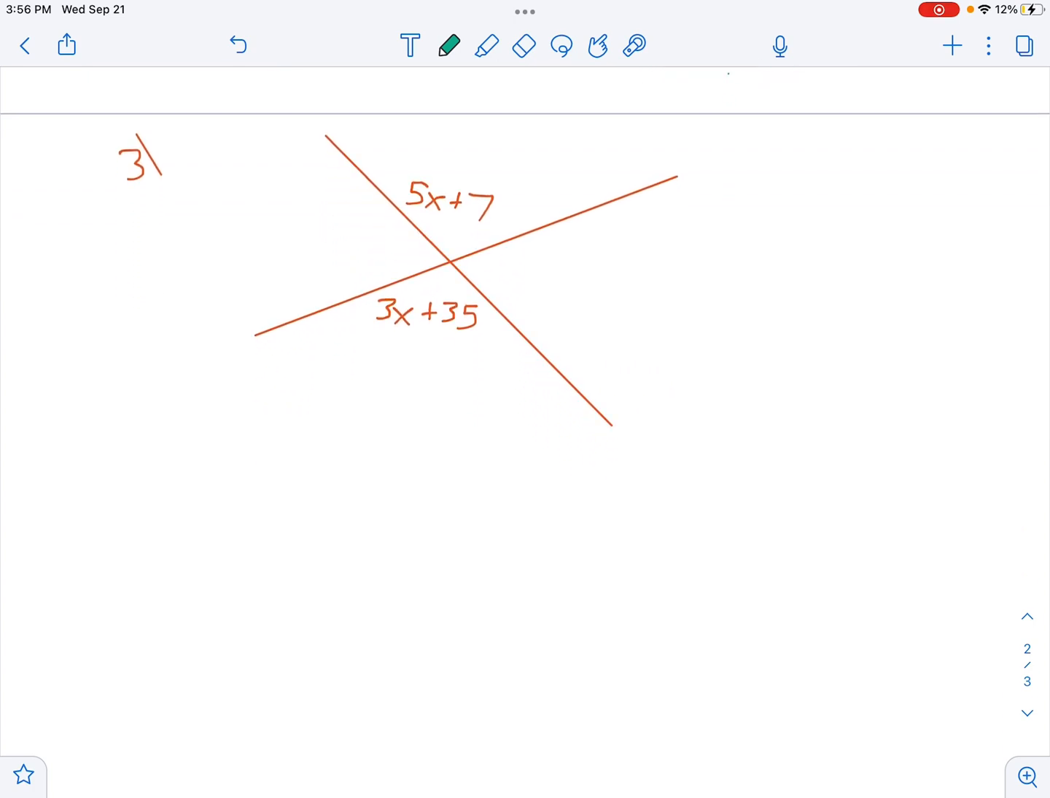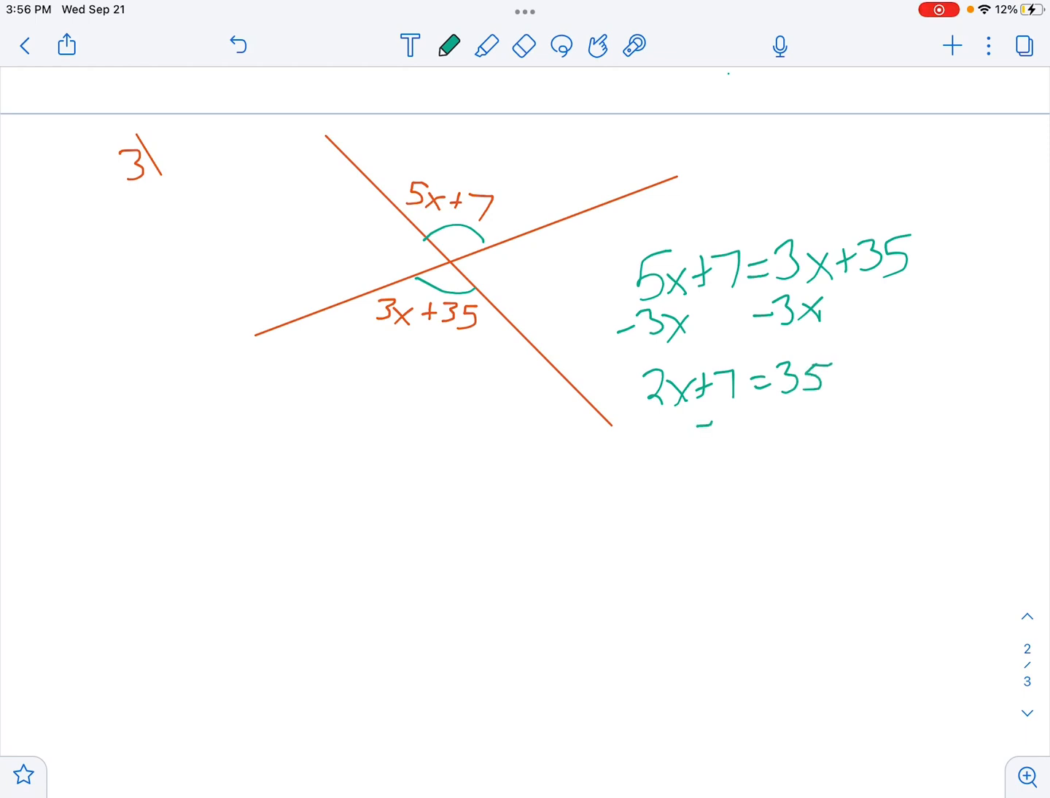So this one, are they a linear pair or are they vertical? Well, I can't draw my half circle, and I see that X, which means they're across the street from each other. If they're across from each other, they're vertical, which means they are congruent or equal. So I'm going to set these equal to each other and then solve. Get your x's on one side, numbers on the other. So I have 2x equals 28, divide, and x is 14.